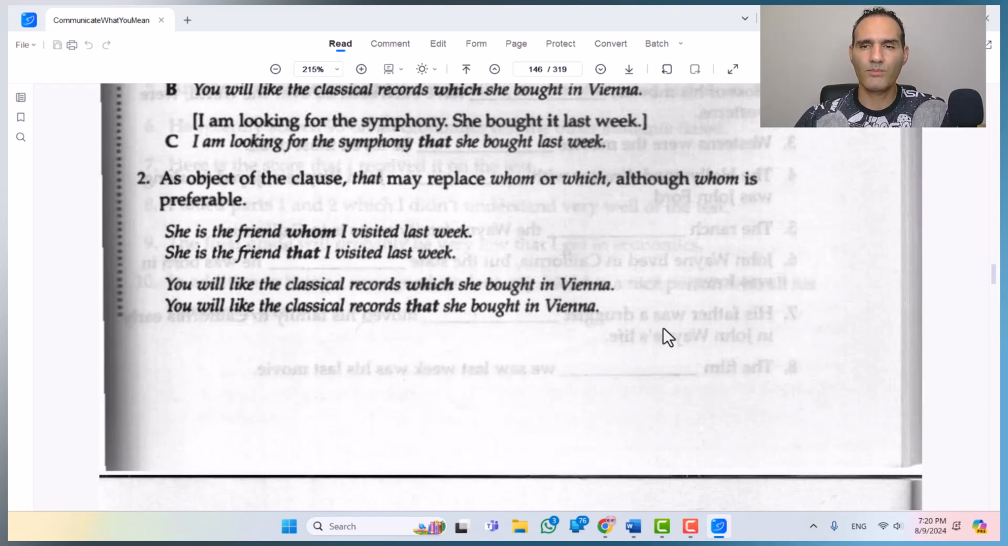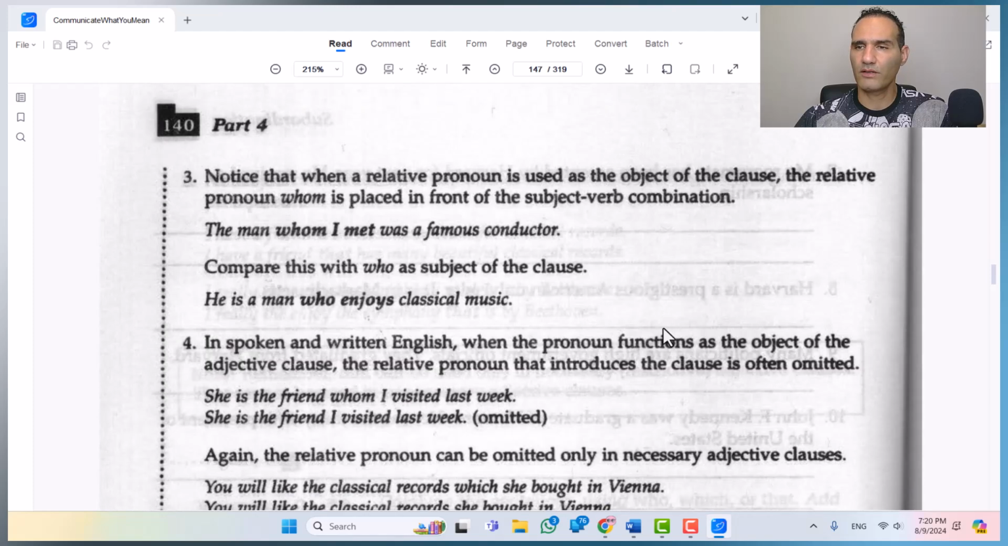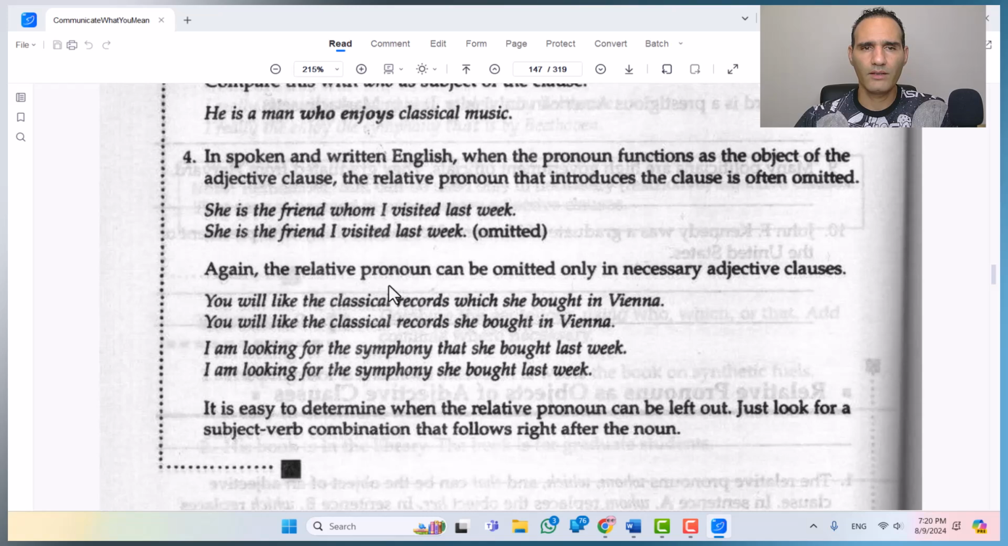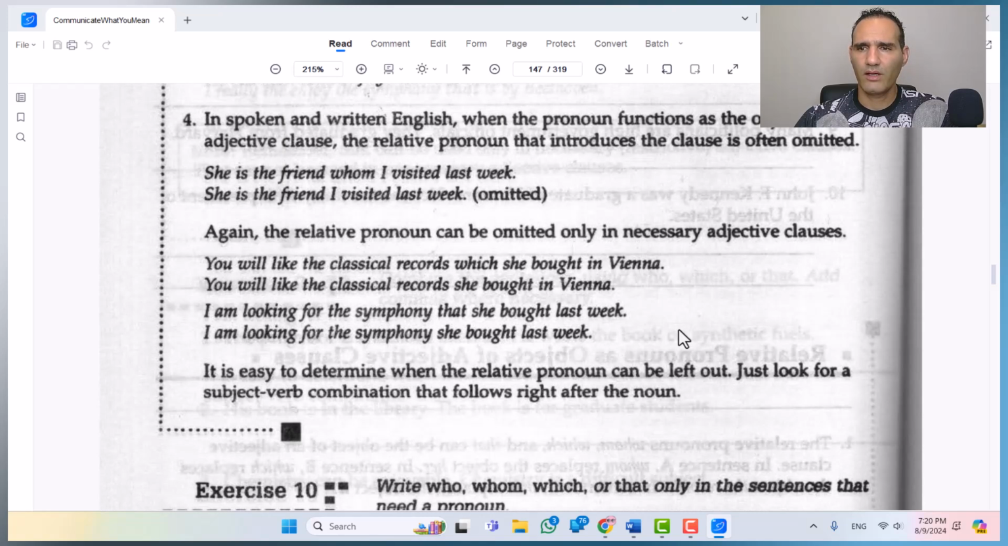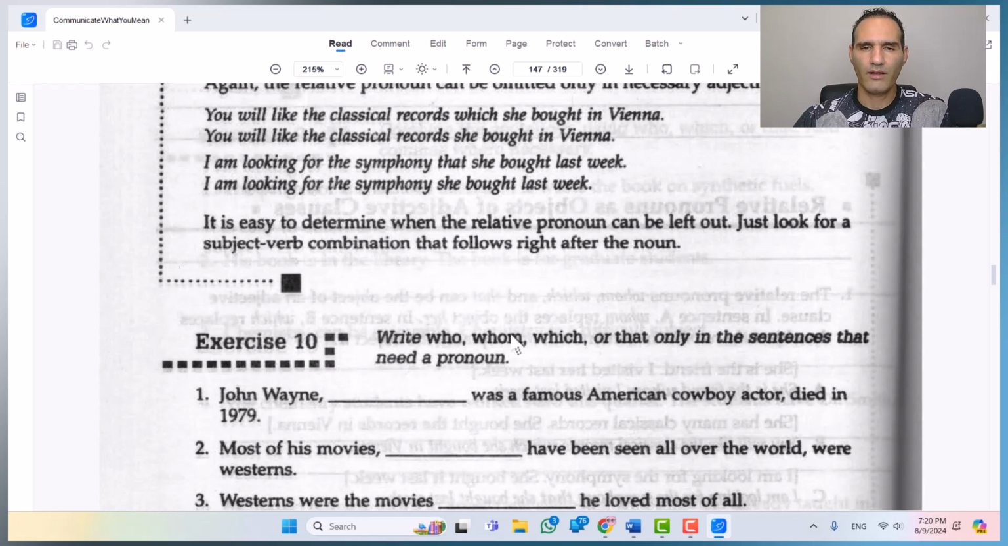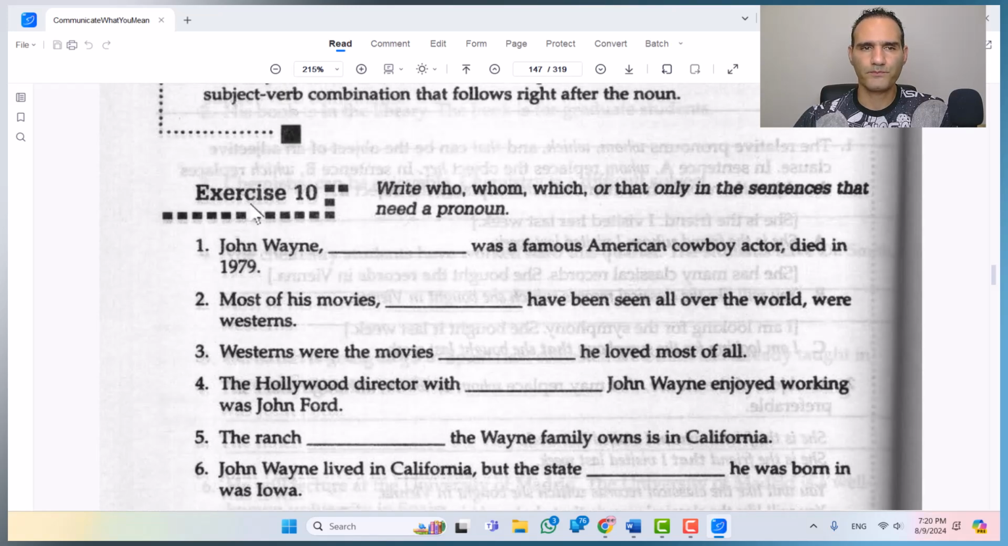Relative pronoun as object can be omitted if the clause is necessary. Okay, so this is the story. We talked about it. Whom, who, we talked about it. And here it says if we omit it, it will be less formal. And here it says only in necessary adjective clauses the relative pronoun as object can be omitted. That is a wrap up of our story.